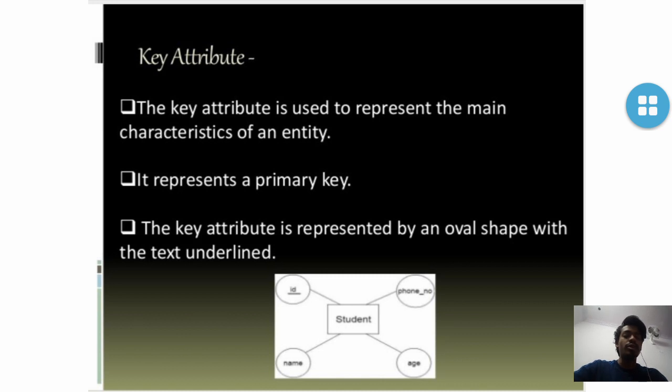Key attribute. The key attribute is used to represent the main characteristic of an entity. It represents a primary key. The key attribute is represented by an oval shape with the text underlined.